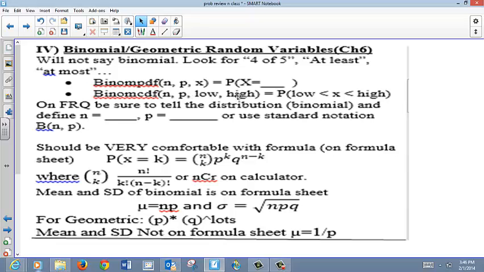On a free response, be sure to tell what the distribution is, binomial or geometric, and define n, define p, or use that notation b parentheses n comma p. That'll work to know that it's binomial. You've got to tell that it's binomial though.